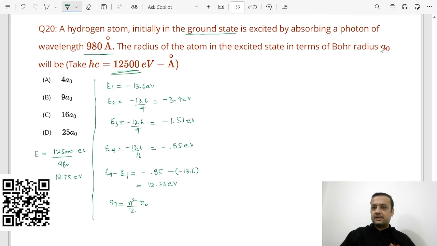So here the Bohr radius is a naught. So basically I can write here a naught. A naught means the radius of the Bohr's orbit in the ground state. So in the fourth state, n will be 4, and Z will be 1 for hydrogen. So that will be 16 a naught. So option C will be the correct answer for this question.